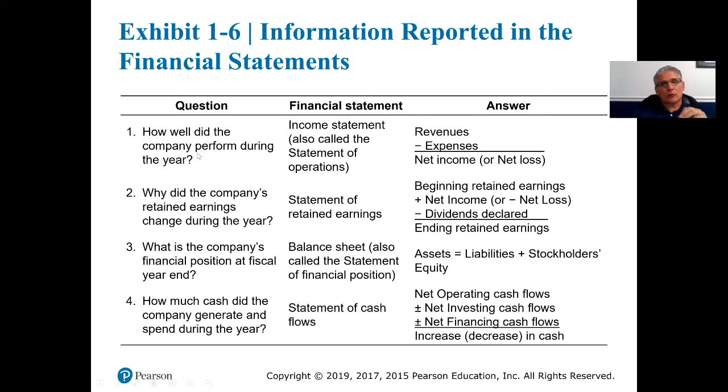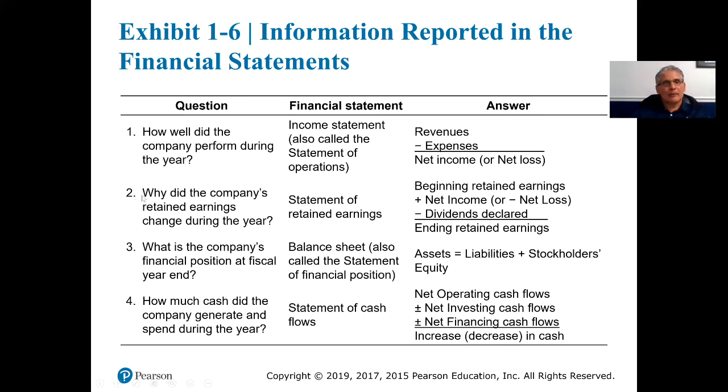Each one of these statements addresses different financial elements of the organization. They answer different questions related to the financials. For example, question number 1 is, how well did the company perform during the year? Well, the financial statement that addresses that specific question is the income statement. The income statement is made up of revenues, less expenses, and it provides the net income. Revenues minus expenses give you the corresponding net income.